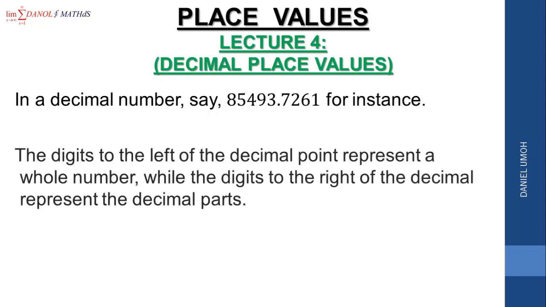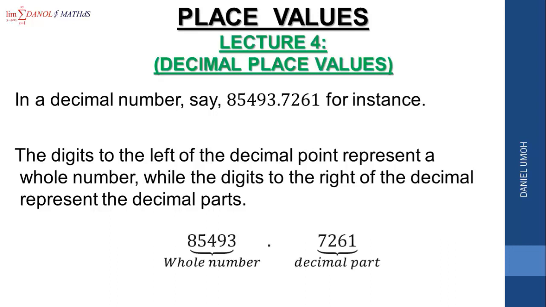Numbers to the left of the decimal point represent a whole number. That means all the digits to the left of the decimal point represent a whole number, while the digits to the right of the decimal point represent the decimal parts. This is what we mean. So anytime you have a decimal number, the numbers to the left of the decimal point are usually called the whole number, while the numbers to the right of the decimal point are usually called the decimal parts.